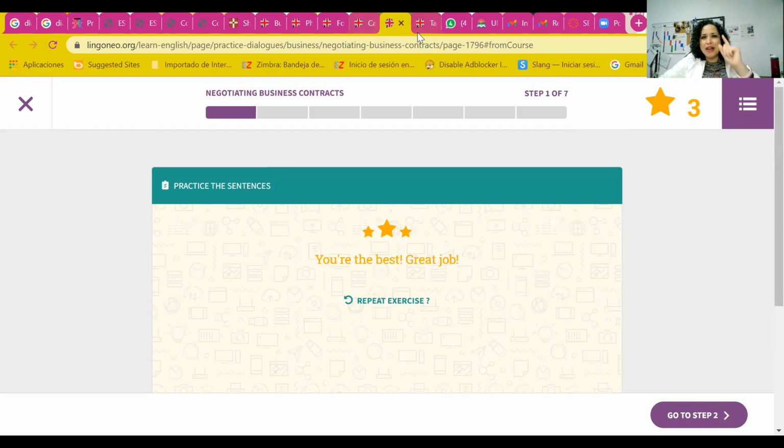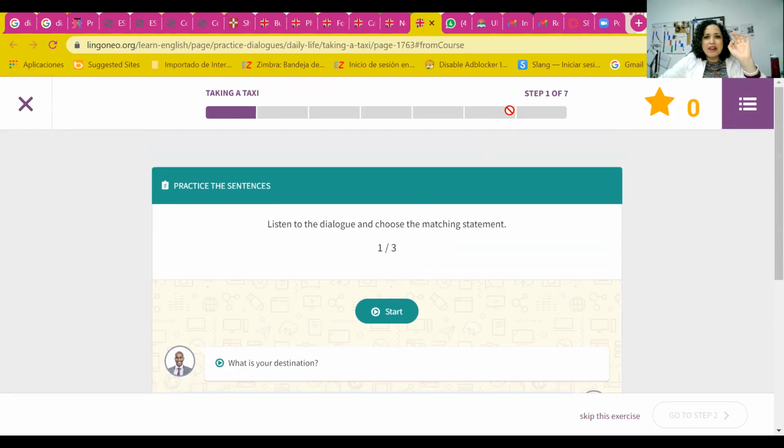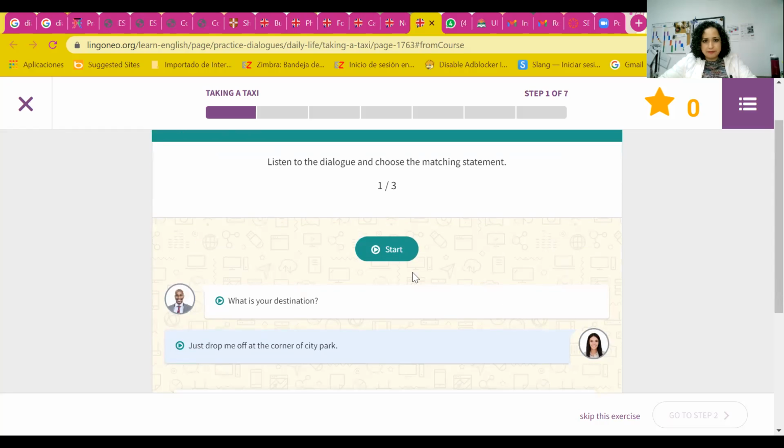And finally, one more. This is a little conversation about taking a taxi. Listen to the dialogue and choose the matching statement.